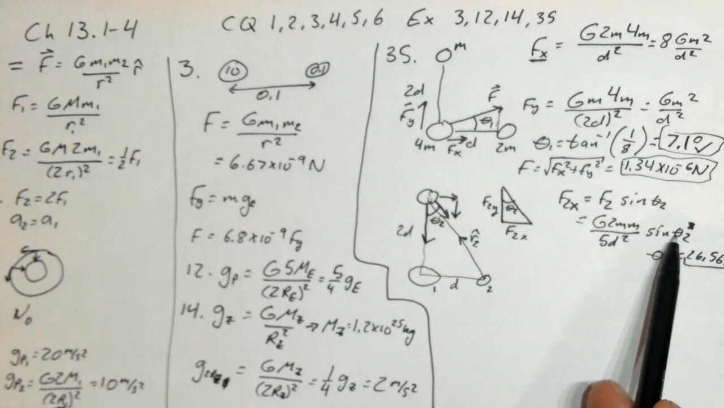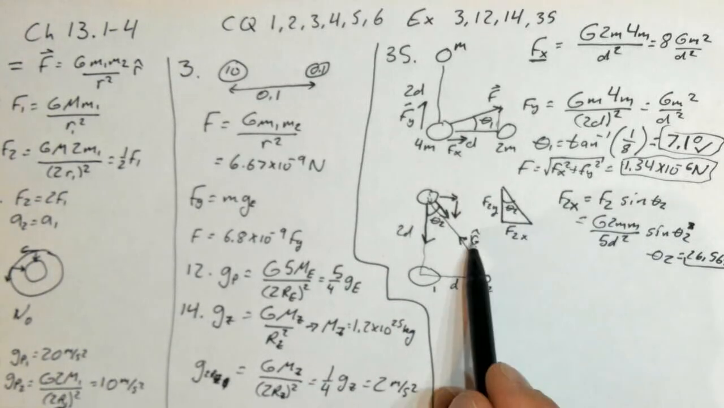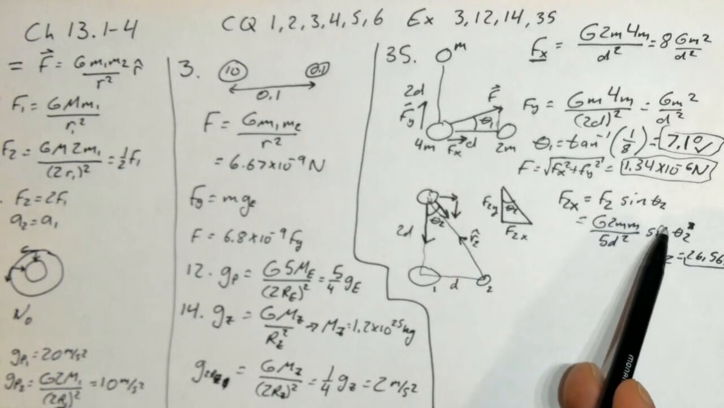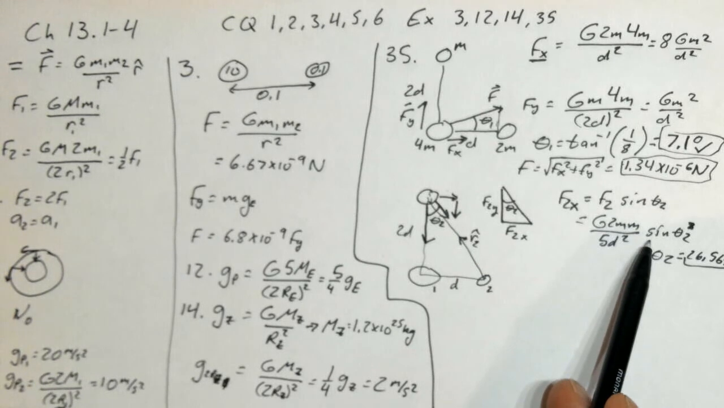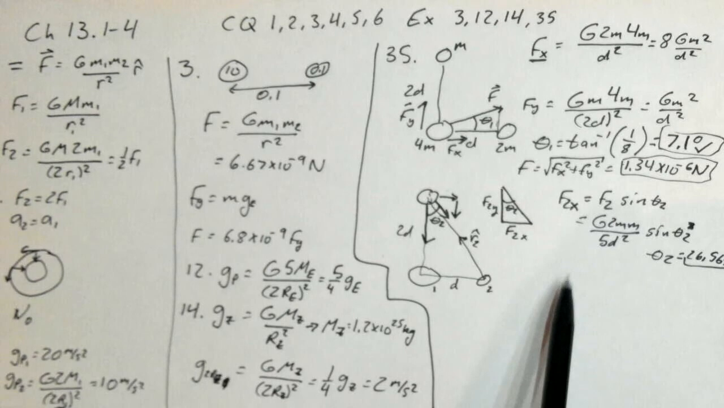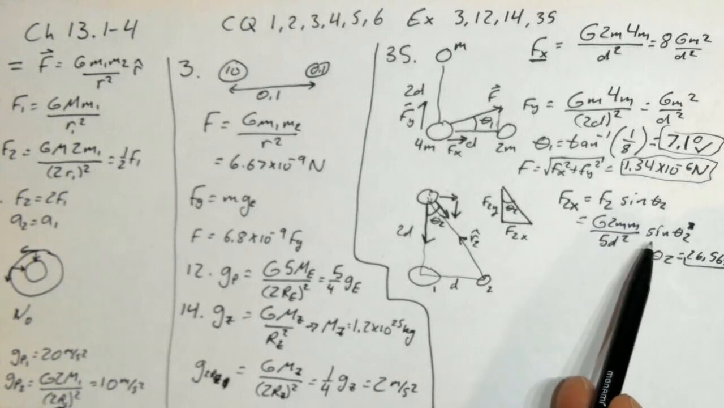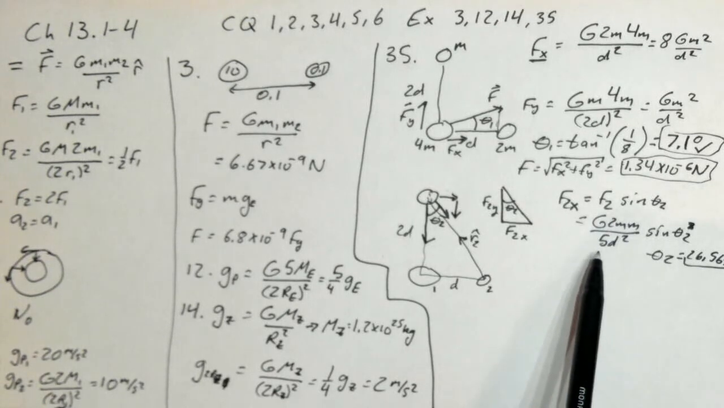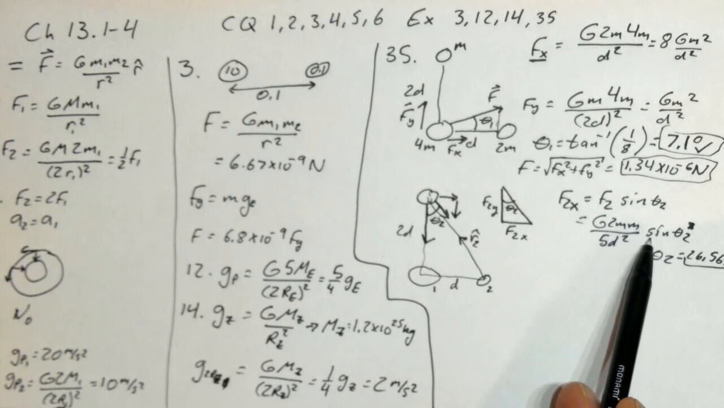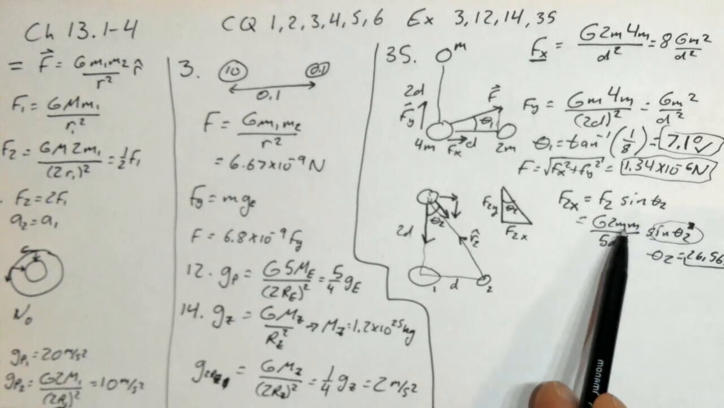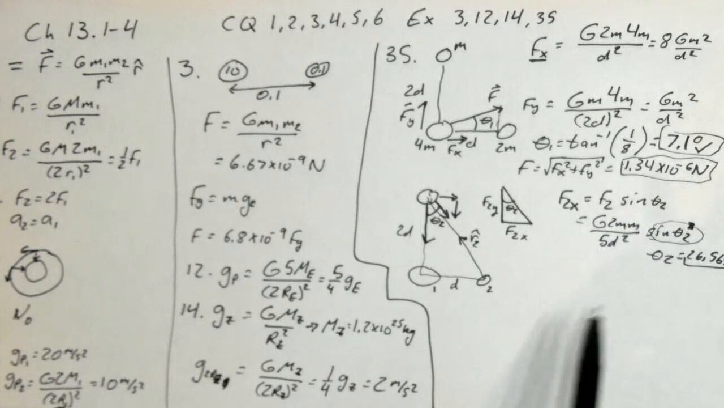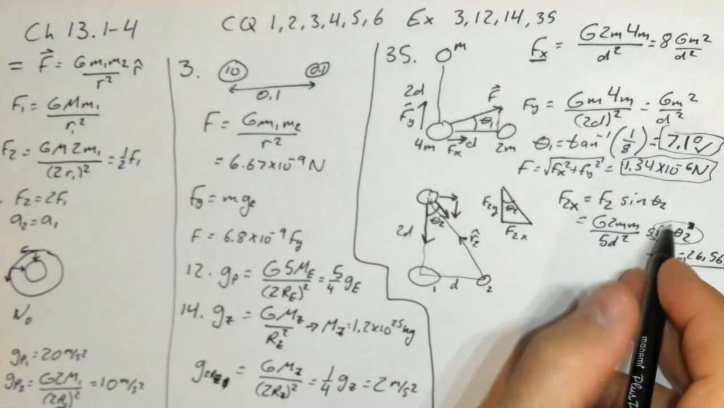There's another way: I can recognize that sine of theta 2 is opposite over hypotenuse, so I can just plug in d over d square root of 5, where the d's cancel, and I get 1 over square root of 5. That's another way of doing it, which is nice, but I've seen students get confused with that way. So I like to just find the sine of that angle and multiply it by the full vector.